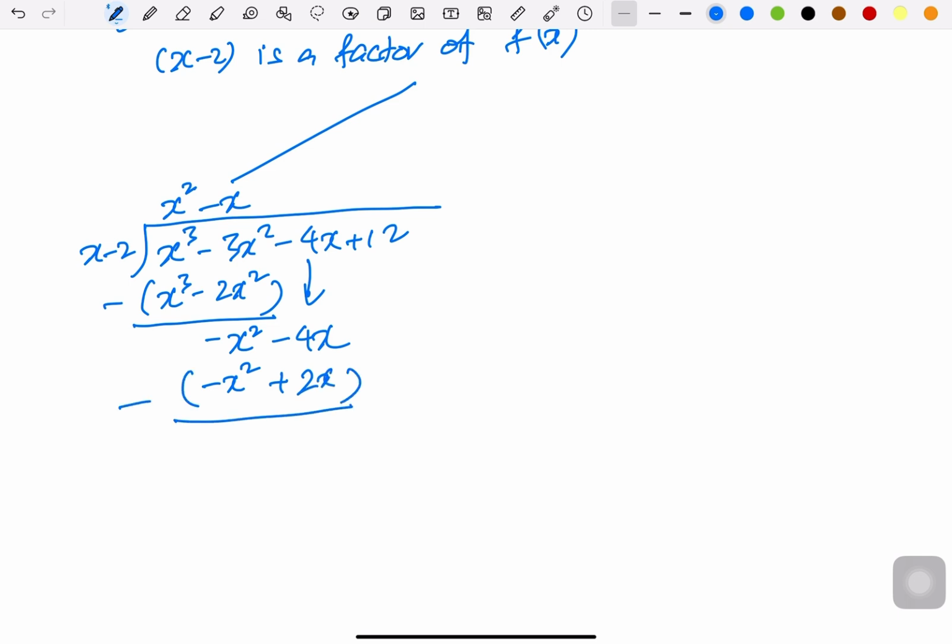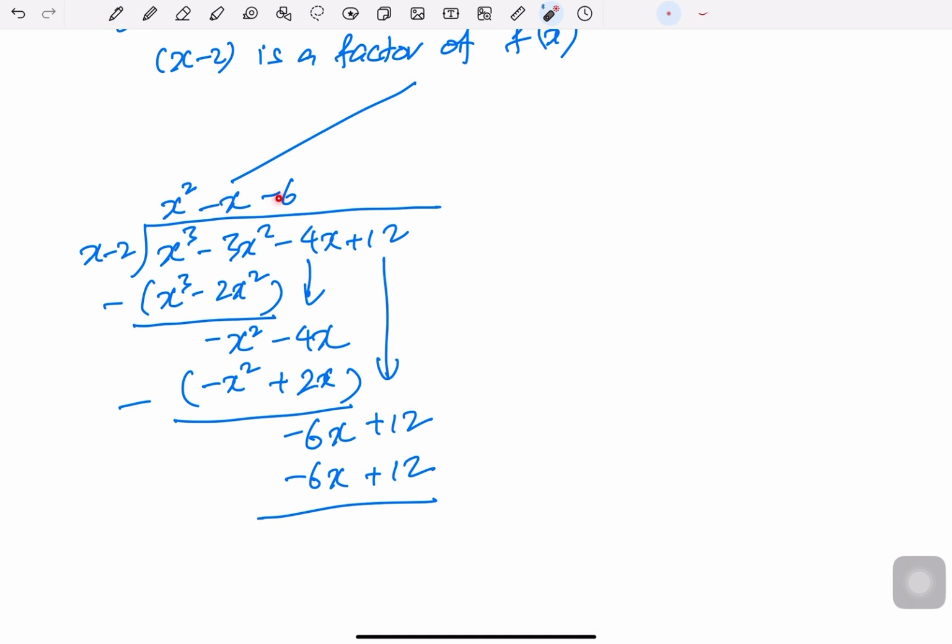Right, minus. So negative 4 minus 2 will give me negative 6, so minus 6x. I bring this down plus 12. So next, minus 6x divided by x will give me negative 6. Right, and this will be negative 6x plus 12. Okay, because I need to multiply negative 6 by x. Negative 6 times x will give me negative 6x. Negative 6 times negative 2 will give me plus 12.